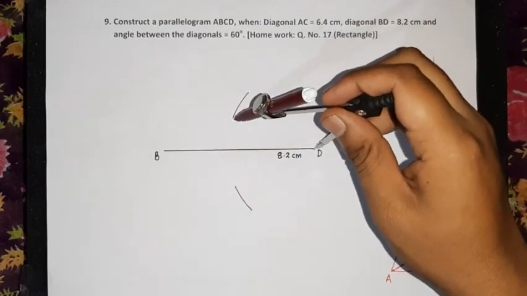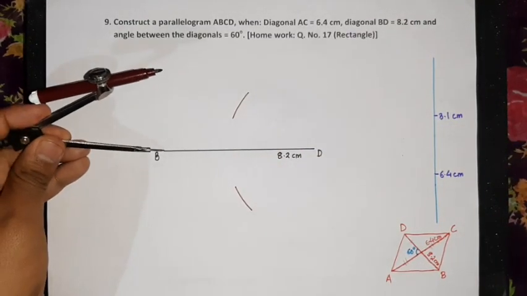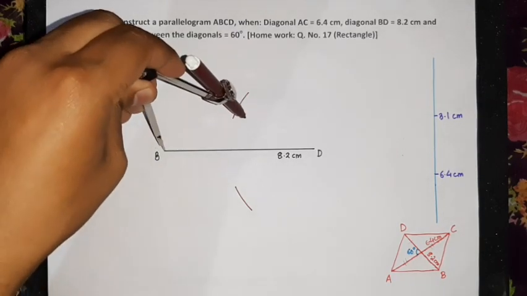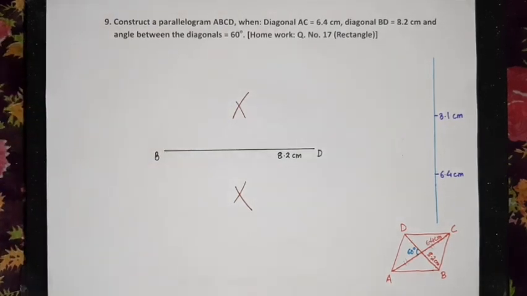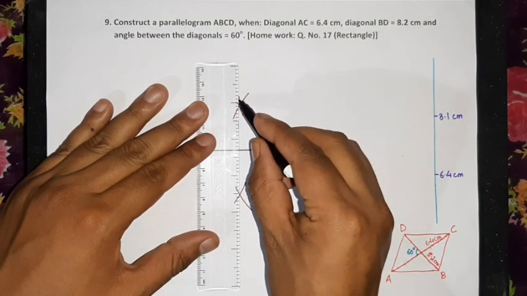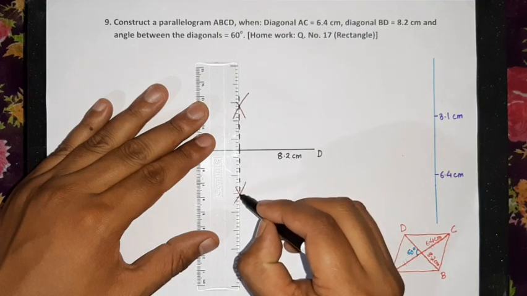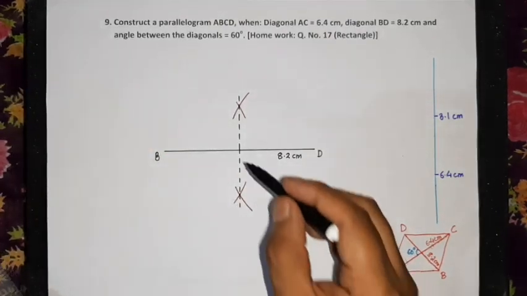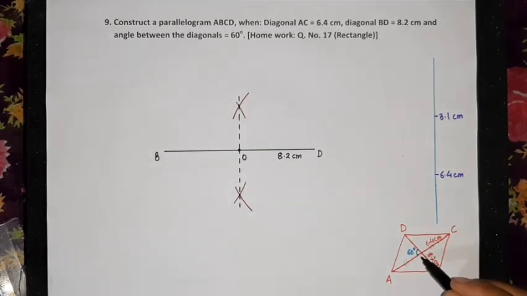Now you won't change the radius, you will shift your compass to the other end, keep it over there and cross the arcs. After that you will join them using a dotted line. So let me join these two using a dotted line. Now this point is going to be my midpoint. Let me name it as O. So this point is O.